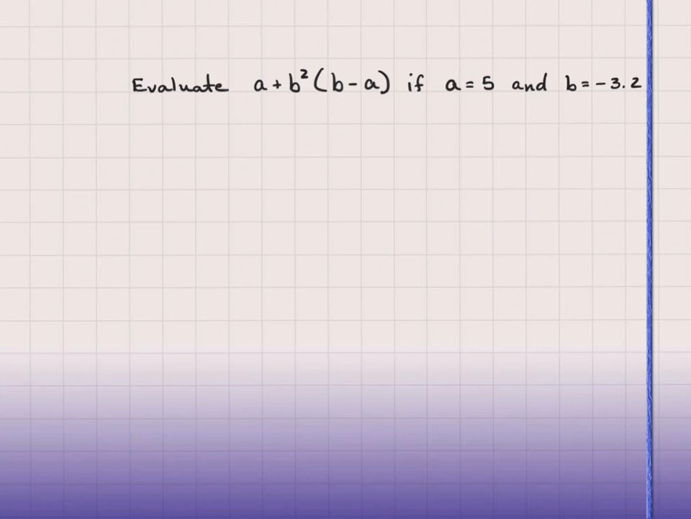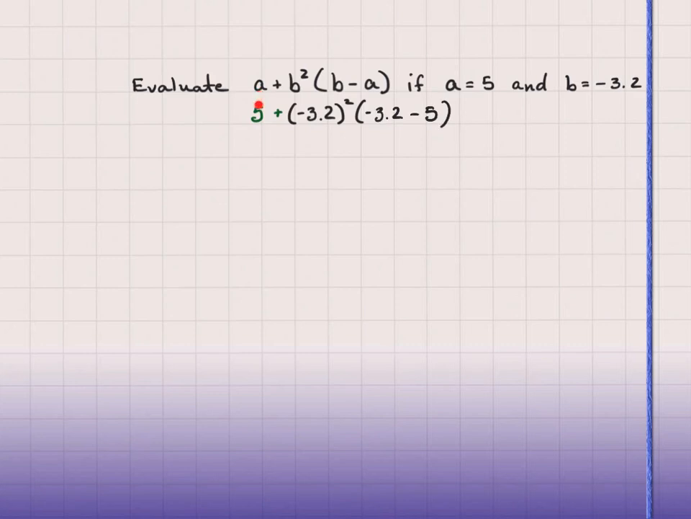So where there's an a, we put a 5. Okay, notice now it's got addition. This b squared right here, since an exponent implies multiplication, what you want to do is make sure you substitute by putting parentheses around whatever b is, in this case negative 3.2, and your squared, in parentheses. This is just a subtraction problem in here, so we don't have to put parentheses inside that parentheses. So it'd be b, which is negative 3.2, minus a, which is 5.